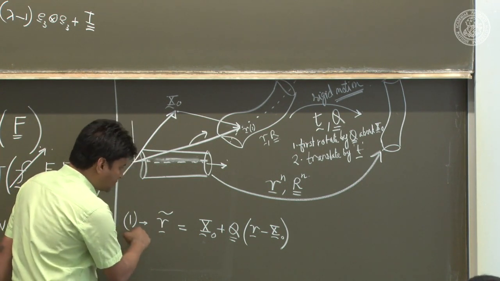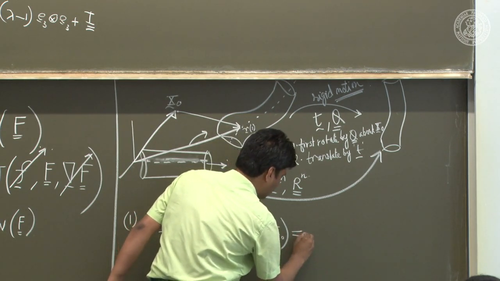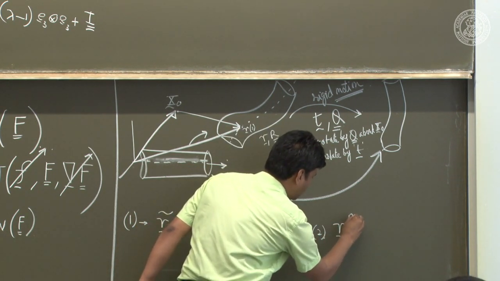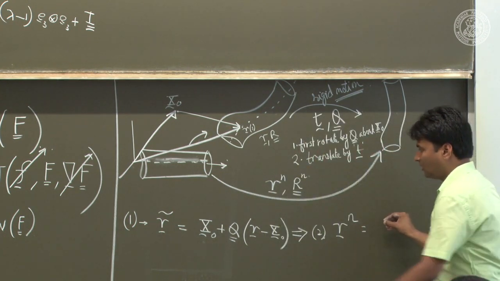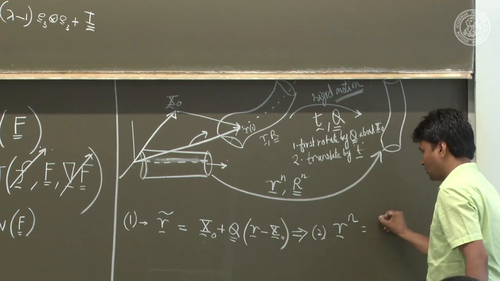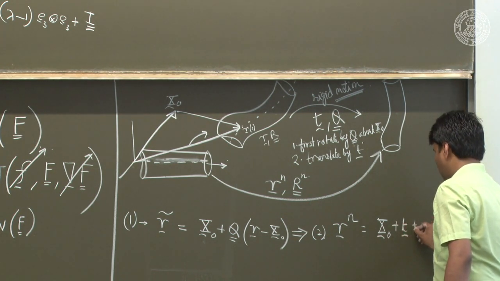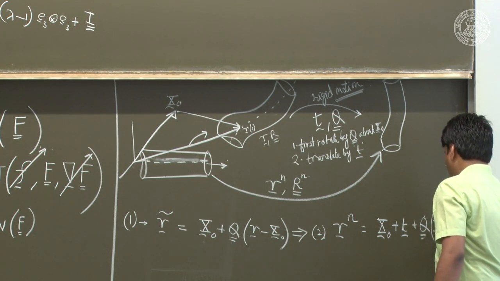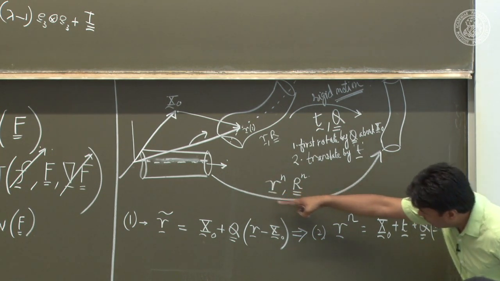So, that is just after the first step, and then you further translate by t. And then in the second step, when you translate by t, you get your final r, which is your r nu, and that is equal to this r plus t. So, this becomes x naught plus t plus Q times r minus x naught. So, that is your final r, the one that we are looking for over here.